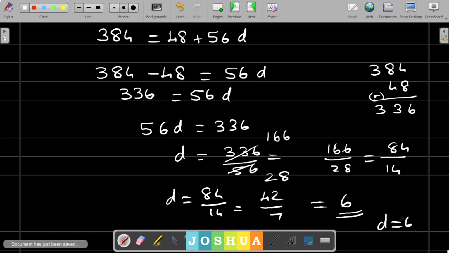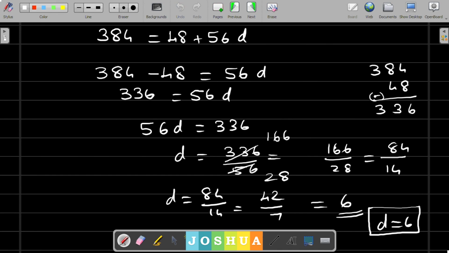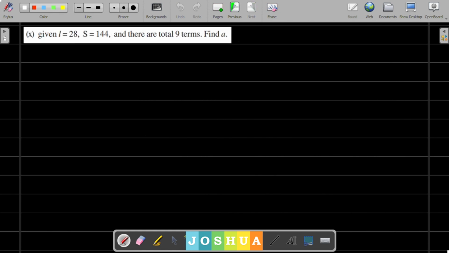D is equal to 6 is the answer for this one. They are asking only d alone. D equal to 6. Over. Now the last part of the question, the 10th one. Given L equal to 28, S equal to 144, and there are total 9 terms, find A.